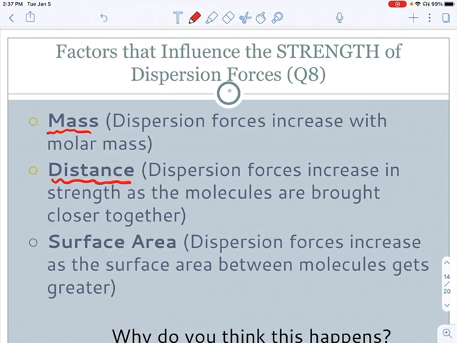And the strength of dispersion forces are affected by the surface area of molecules. So the strength of those dispersion forces tends to increase as the surface area of molecules increase.